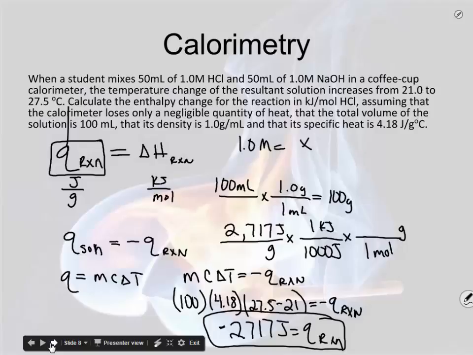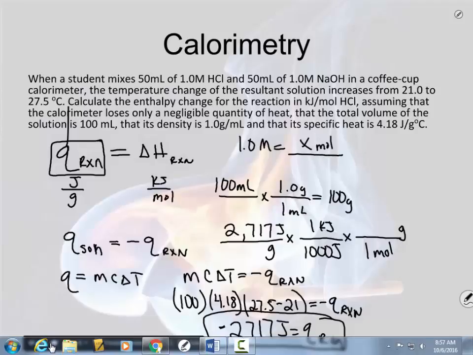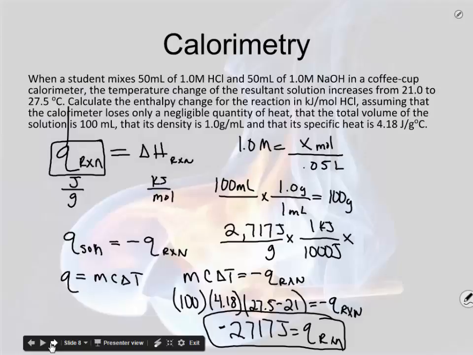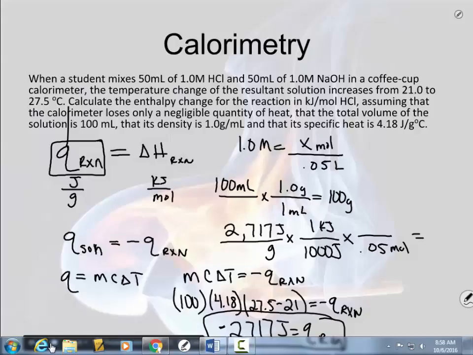Remember that equals so many moles. And we used 50 milliliters, so that'd be 0.05 liters. So to get our mole conversion there, we would take 1 times 0.05. So we would have 0.05 moles of our solution. And so we're going to divide by that to get the unit of moles, because we want it in kilojoules per mole. So we're going to divide by that 0.05.